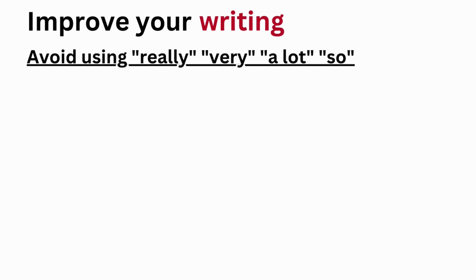So, tip number 3 is avoid certain words. Don't use words in academic writing such as really, very, a lot, and so. These words weaken your writing. Your writing isn't as strong if you use these types of words. So let's look at some examples.